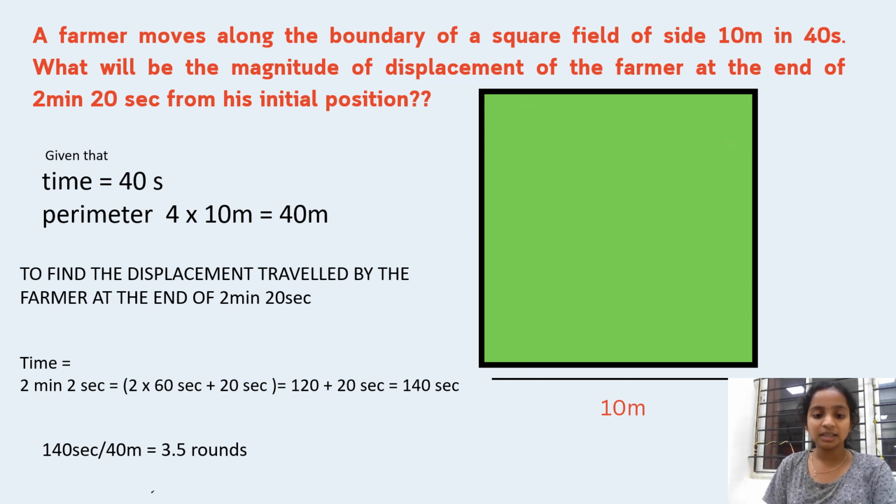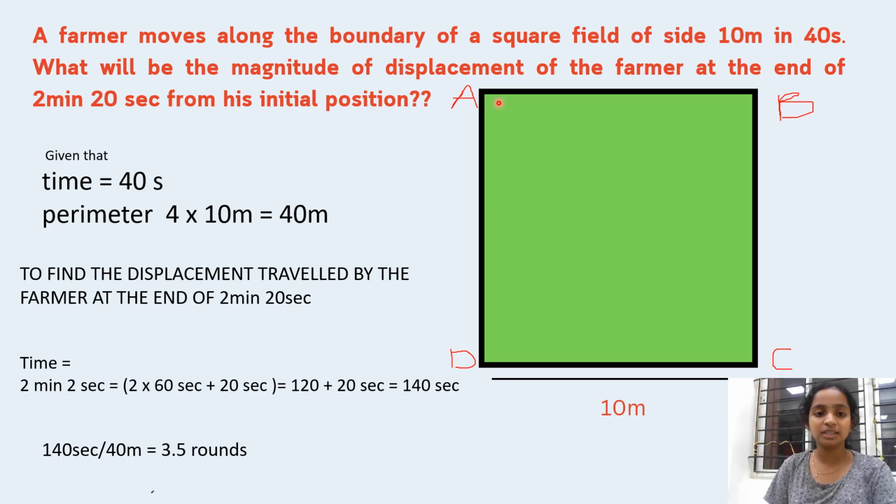That is, square means it will have all the sides same, right? So let us name this square as A, B, C, and finally D. So this is a square A, B, C, D. And a farmer who was standing at this position A, he travels all these sides of the square in 40 seconds and he reaches back to his original position A. And the question that we have to do is, what will be the magnitude of displacement of the farmer at the end of 2 minutes 20 seconds from his initial position?